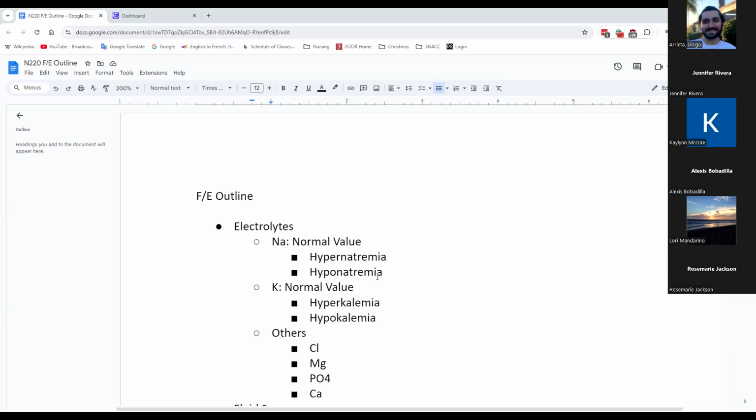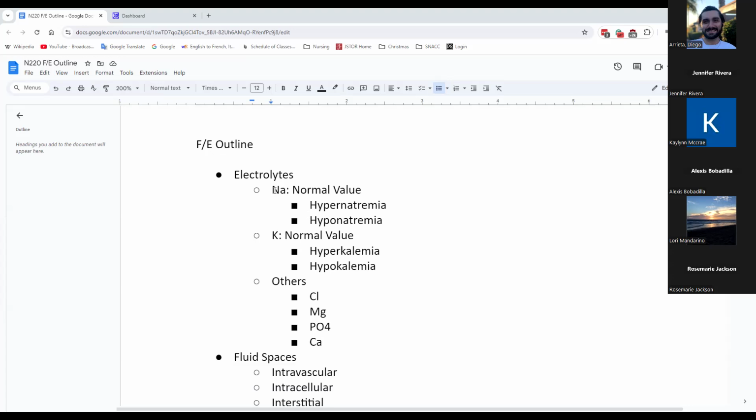Okay, all right, cool. So let's just go over electrolytes. Again, your focus is still on sodium and potassium. So what is the normal value for sodium? Yeah, most likely you'll see 135. Sometimes maybe you'll see 136 to 145. Pretty common normal value for that.